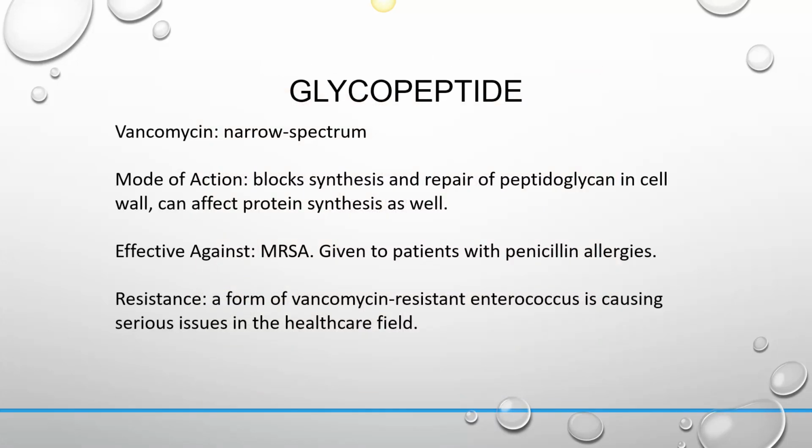The glycopeptide, vancomycin. Vancomycin is a narrow-spectrum antibiotic. It blocks the synthesis and repair of peptidoglycan in the cell wall, but this one can also affect protein synthesis. So if I'm talking about on an exam or on a quiz, which one can affect the cell wall and protein synthesis? It's vancomycin. Vancomycin is effective against MRSA. It's given to patients with penicillin allergies. So MRSA, methicillin-resistant Staphylococcus aureus.